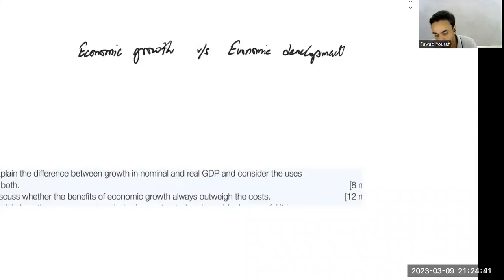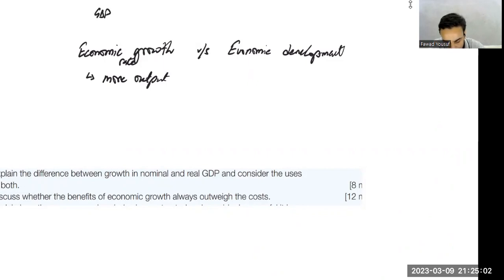Let's see. Well, economic growth is purely about producing more output. That's what it's about. And economic growth is actually a rate. It's a percentage. How do you calculate this percentage?